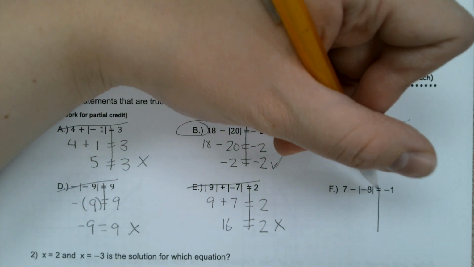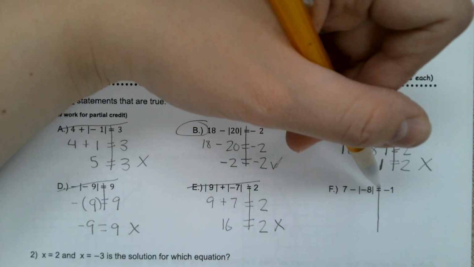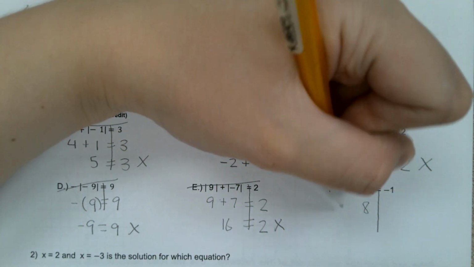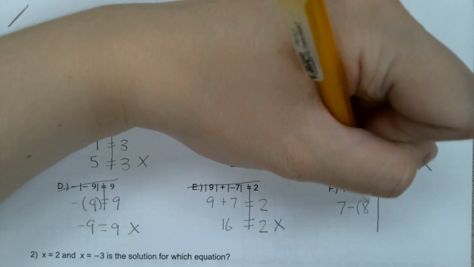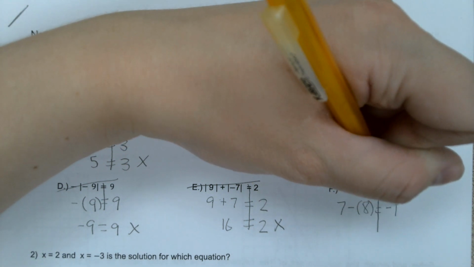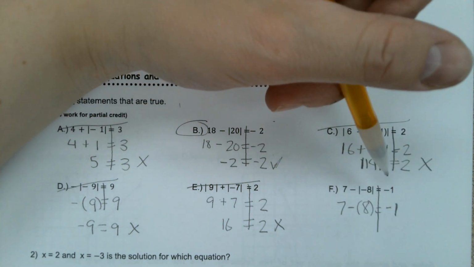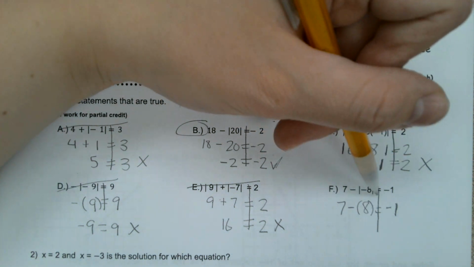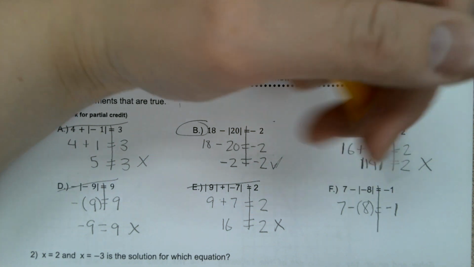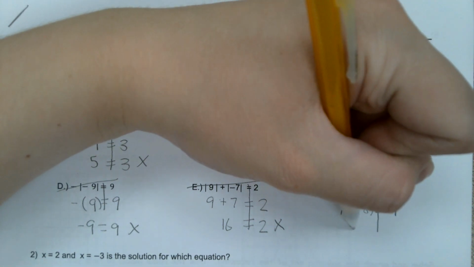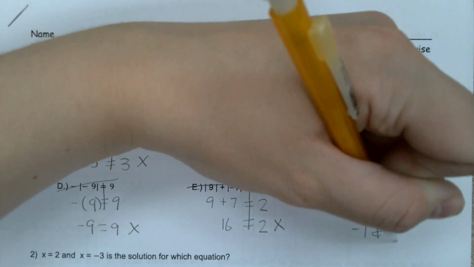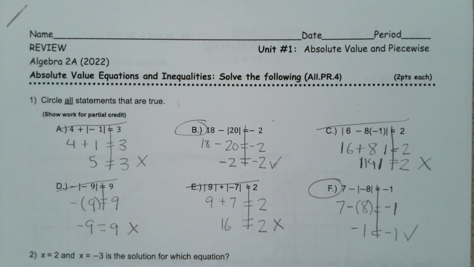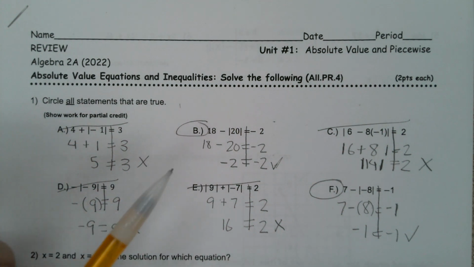7 minus the absolute value of negative 8. The absolute value of negative 8 becomes a positive 8. So now I have 7 minus just that 8 equals negative 1. You don't have to use the parentheses if you don't want to. I just think that kind of emphasizes it when you put parentheses around it, so you know this 8 here came out of this. 7 minus 8 is negative 1. And we have negative 1 on both sides, so this one actually works. So the two true statements of these 6 are B and F.